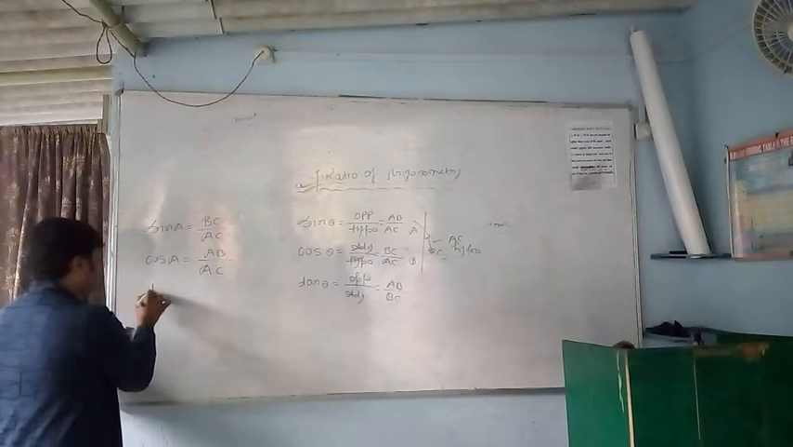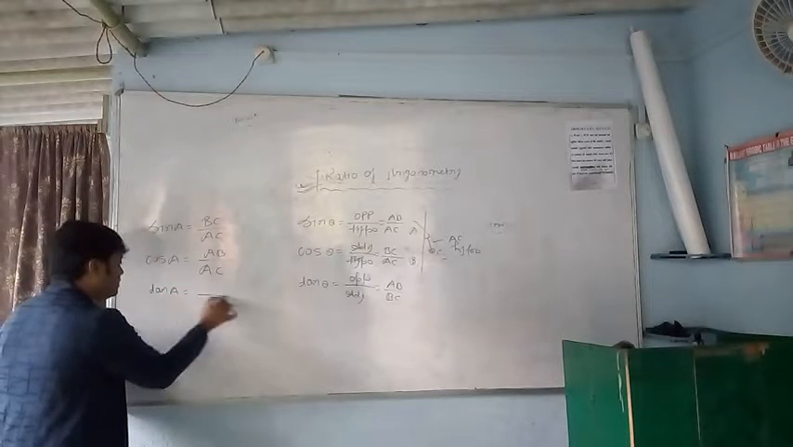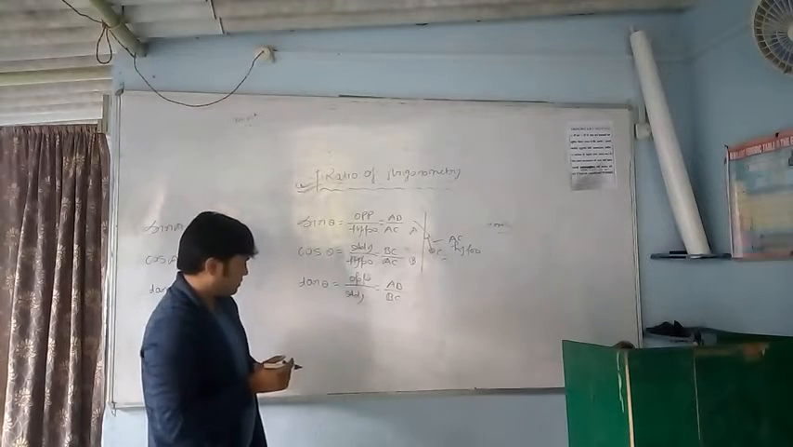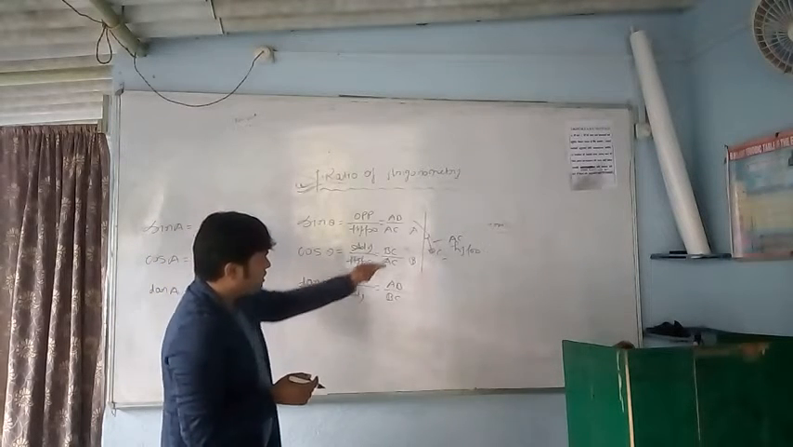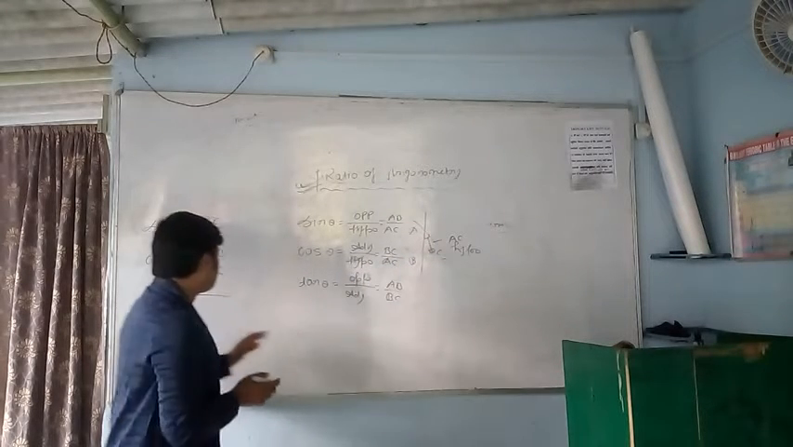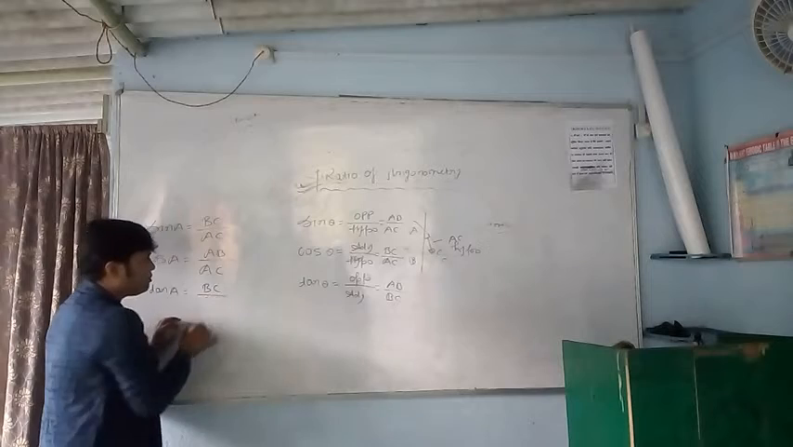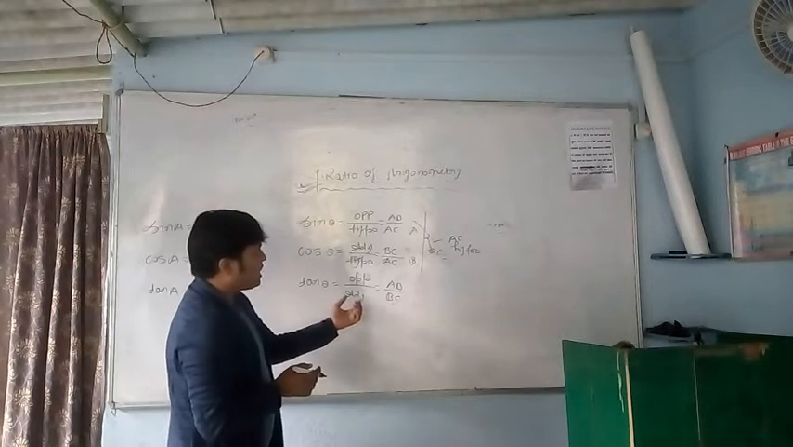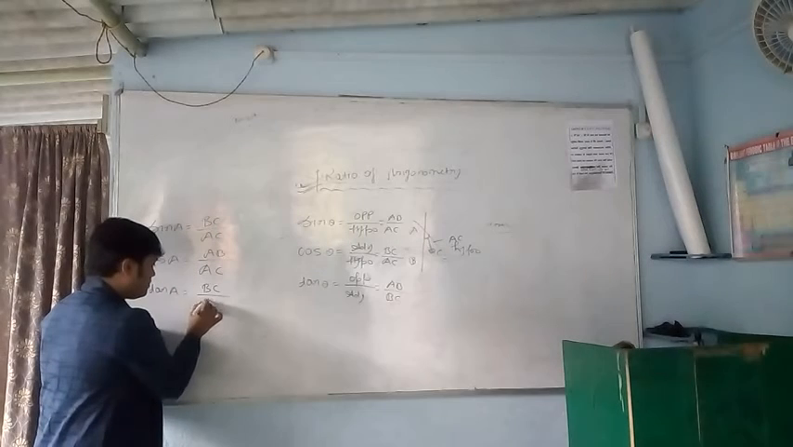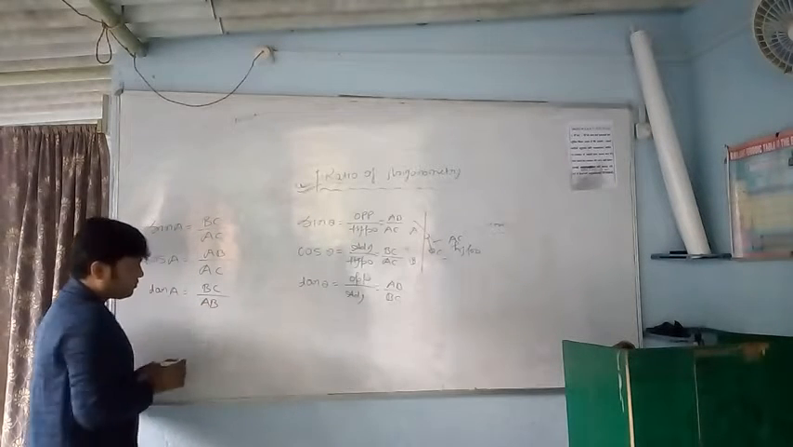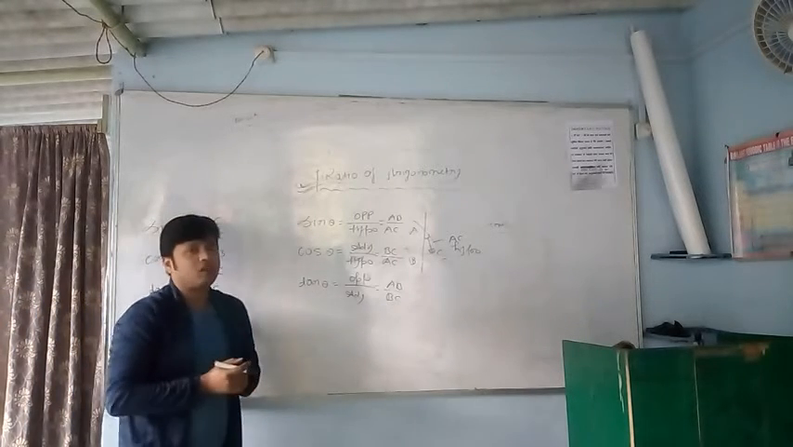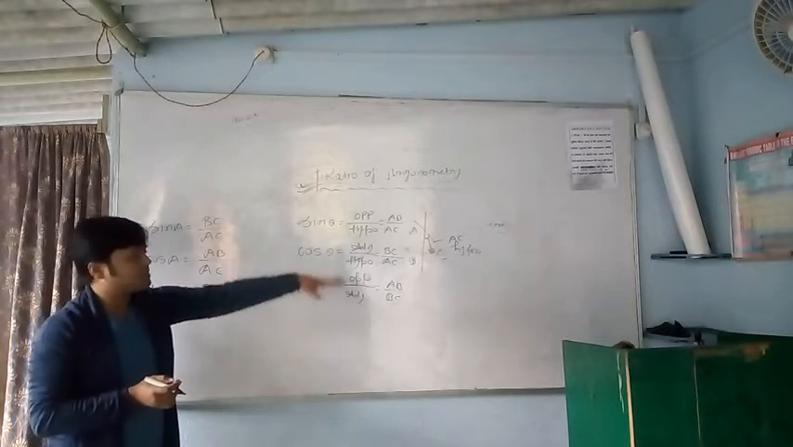Got it? Now tan A. Tan A is opposite upon adjacent. Which one is the opposite side? BC is the opposite side, so we write BC here. And what is the adjacent side? AB is the adjacent side. Got it?